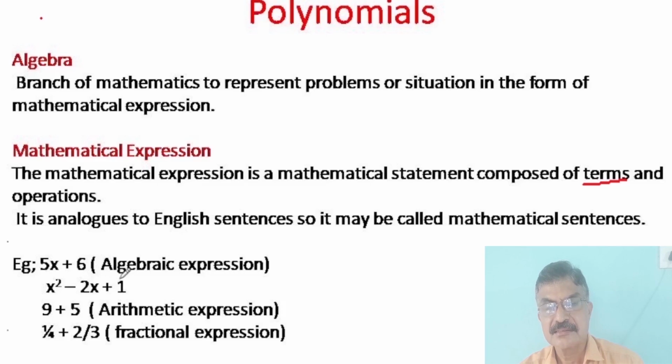Here I give some examples. 5x plus 6. We usually call it an algebraic expression. Similarly, x square minus 2x plus 1 is also an algebraic expression. This expression 9 plus 5 is familiar to you. It is called an arithmetic expression. Mathematical expressions which contain fractions are called fractional expressions. Example: 1 by 4 plus 2 by 3, etc.